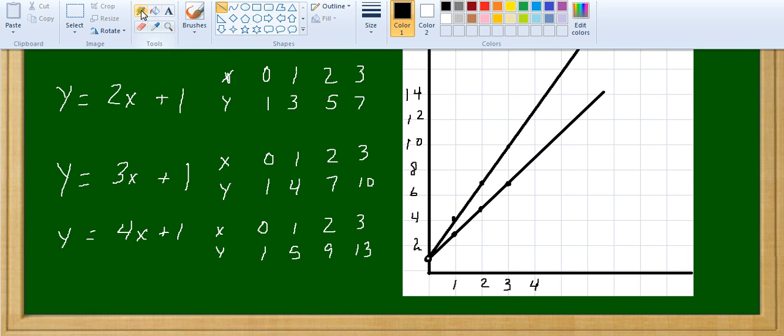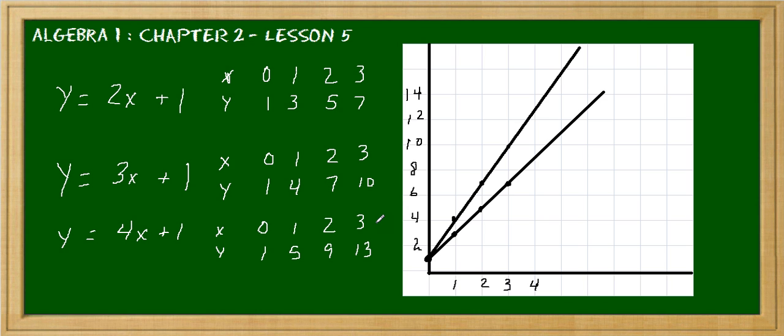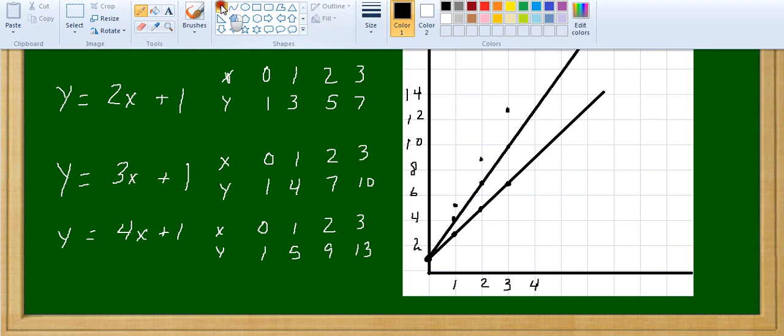And our last one is going to be starting again at 0, 1. And now we're at 1, 5. Okay, so now we're here. Then our next point is 2, 9, which will be way up here. And our last point is 3 and 13, which is all the way here. So let's connect these and compare our graphs.